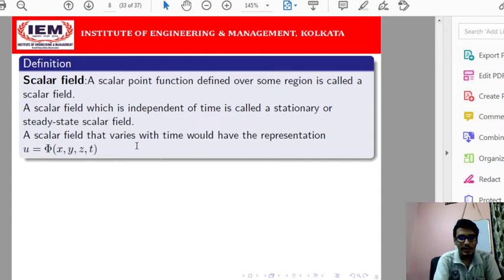So if it varies with time, if it is dependent on time, then the scalar field is defined as phi(x, y, z, t). By varying the value of t, we can identify the scalar field as a scalar point function changing with time. At a particular instant of time, I come to this coordinate and get a particular value. If I change the time and come back to that point, I can get a different value. So this is the time dependent scalar field.